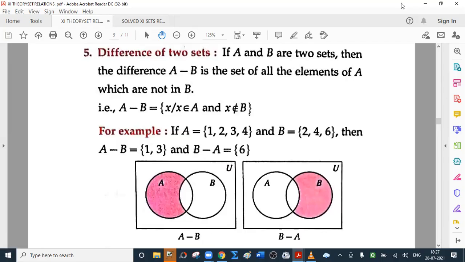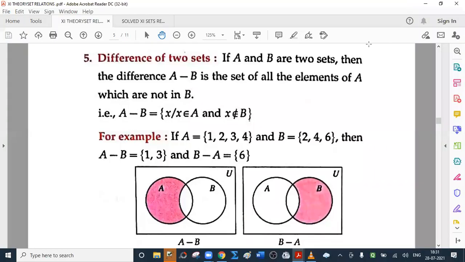Now you will read this, then I'll explain. Now this is an interesting concept, the difference of two sets. If A and B are two sets, then the difference A minus B is the set of all elements of A which are not in B. So A minus B is defined as all x such that x belongs to A and x does not belong to B.